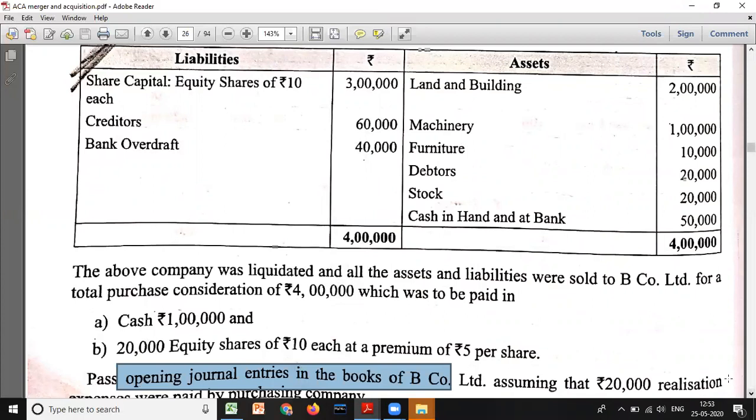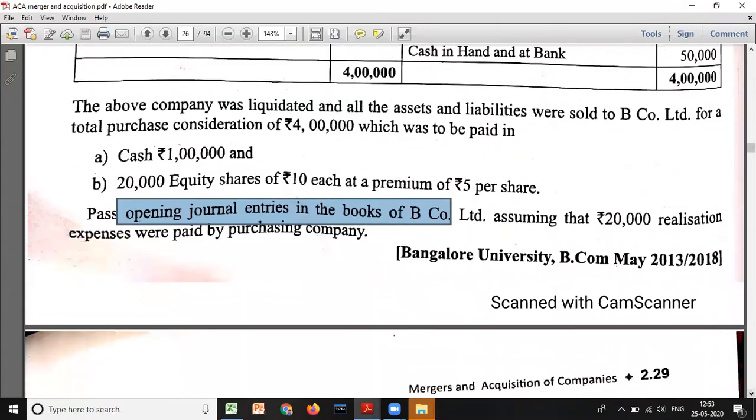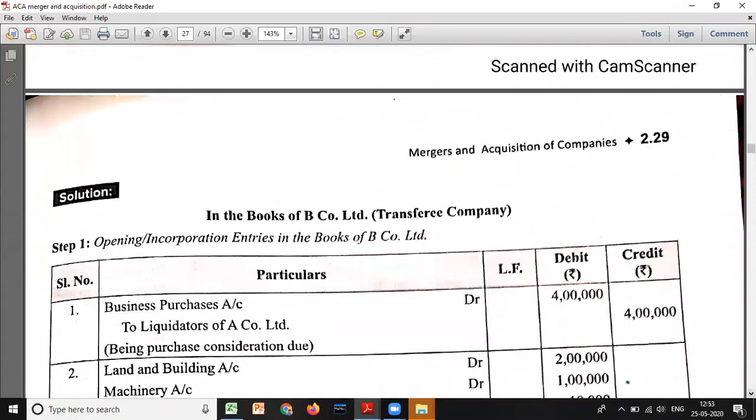Now, the first entry is what? Business purchase account debit to liquidators of transferor company, that is 4 lakh, 4 lakh. For the first entry, business purchase account debit 4 lakh to liquidators of A Company Limited 4 lakh, being purchase consideration due. And the second one is what?